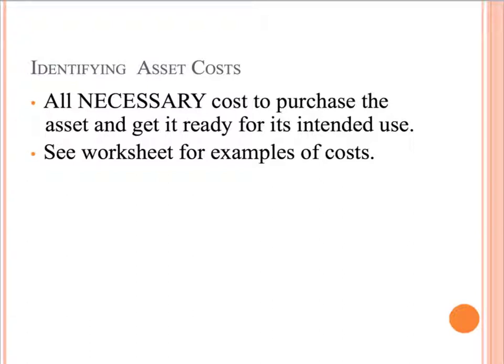Identifying the asset cost. As we know, assets are listed on the books at historical cost. What items go into that price, that money, cost? How do we get that dollar figure to put on our asset ledger? Well, it's all necessary costs to purchase the asset and get it ready for its intended use.